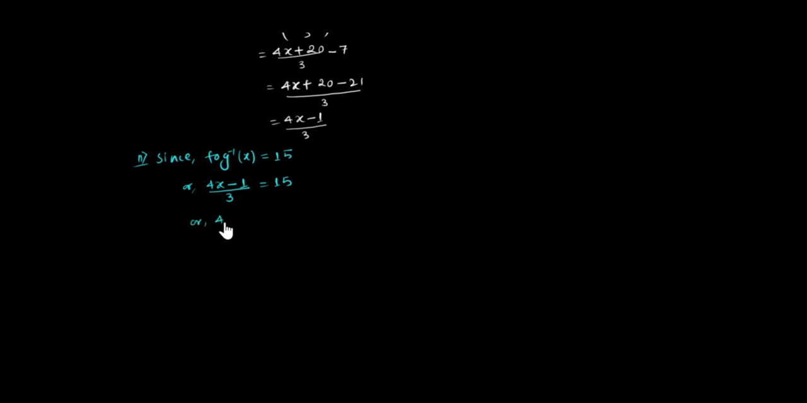Simplify it further, you will get 4x minus 1 equals 15 times 3, which is 45, and then 4x equals 45 plus 1, 4x equals 46, x equals 46 by 4. Let's simplify it further. 2 twos are 4, 2 threes are 6, so the value of x, that is the solution of the equation, is x equals 23 by 2.